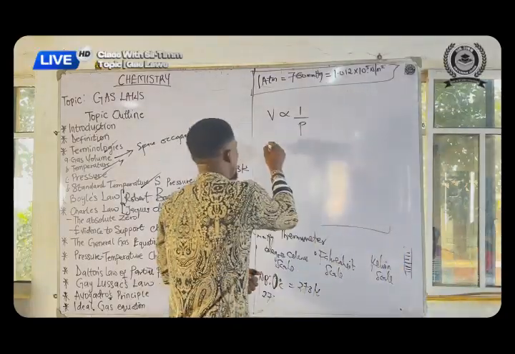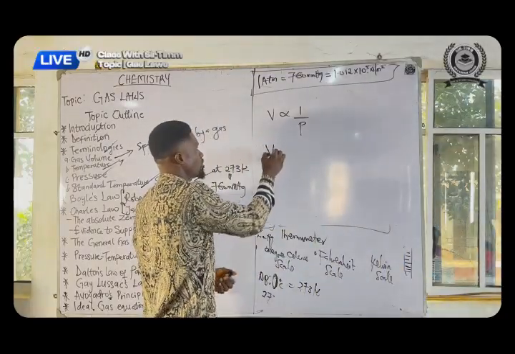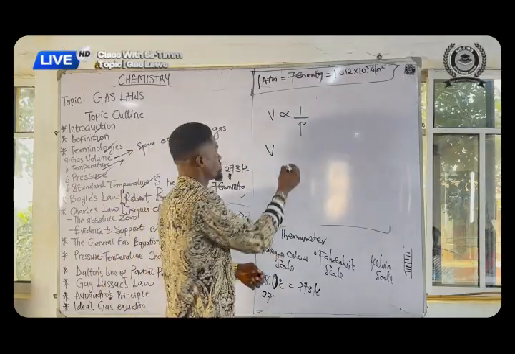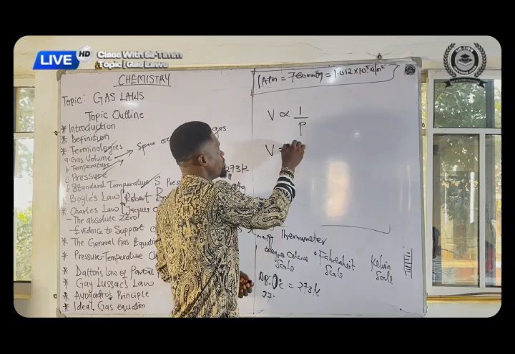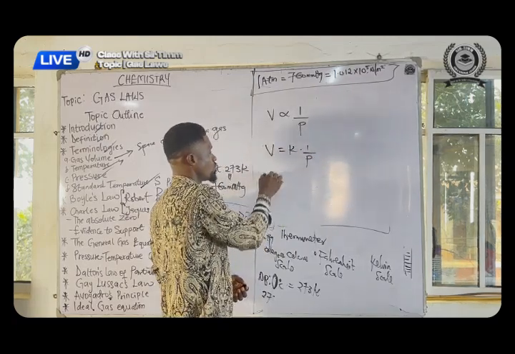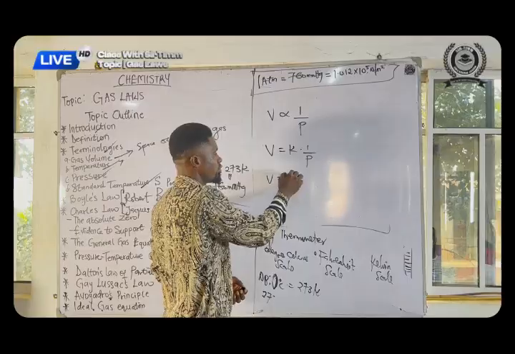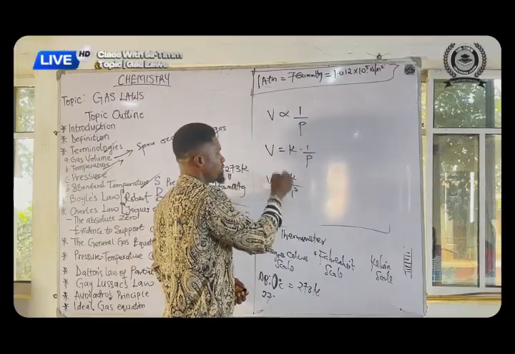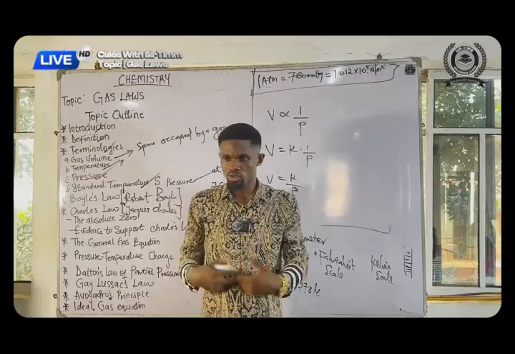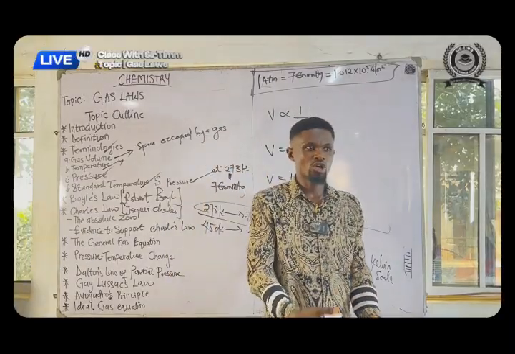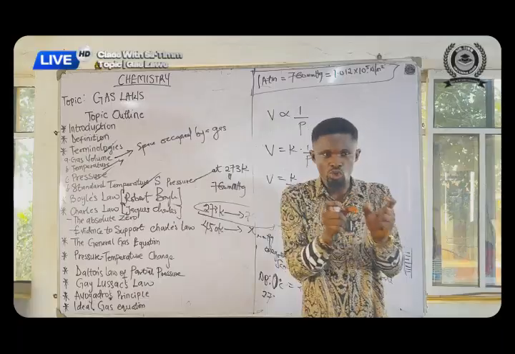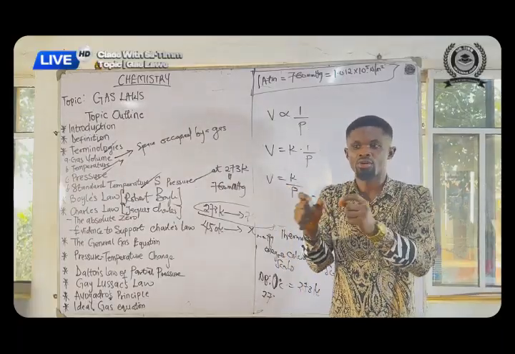So we're going to have that V, we remove this sign and introduce equality and the constant, isn't it? That would be K, times 1 all over P. So you have V is equal to K times 1, which gives K all over P. Are you with me? So I'm going to make my constant the subject of the formula, because I want to know the interaction between the volume and the pressure of a gas.